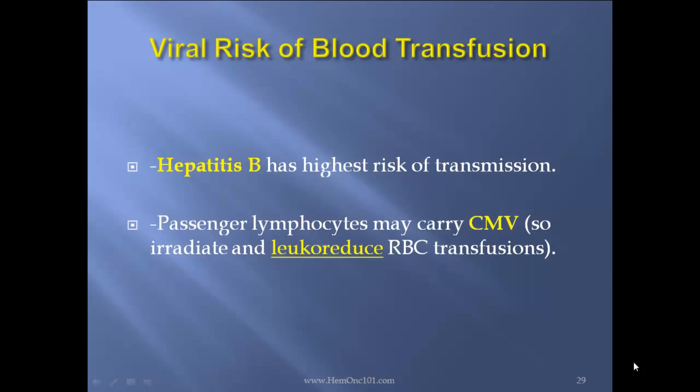Viral risk of blood transfusion. Remember, hepatitis B has the highest risk of transmission, not hepatitis C and not HIV. Passenger lymphocytes may also carry CMV, so irradiate and leukoreduce the RBC transfusions. And CMV will become more apparent when we discuss the transplant chapter.